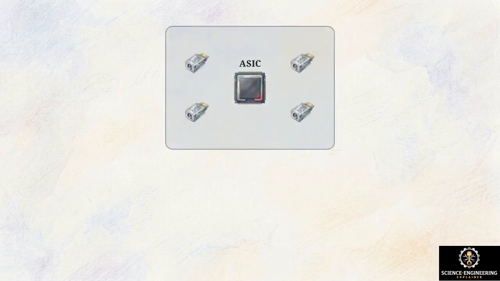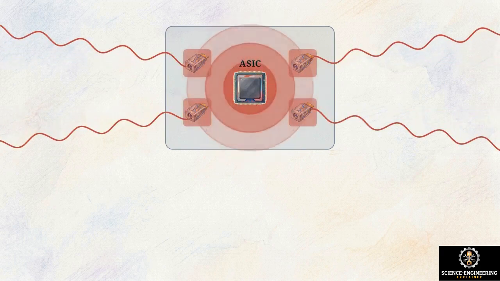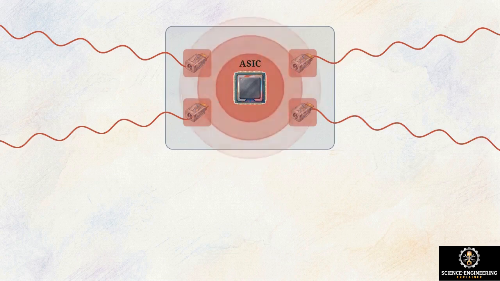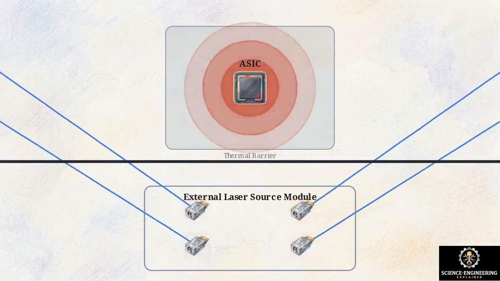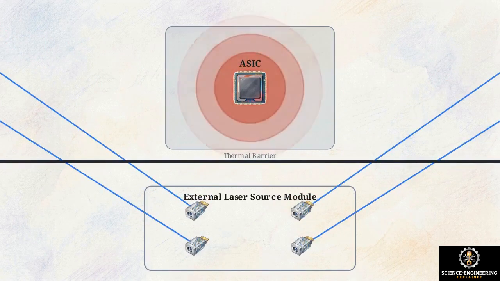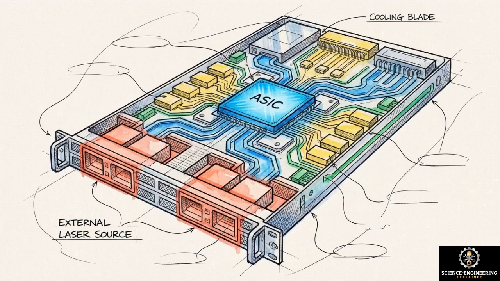High-speed ASICs generate immense heat. As this washes over the optical engines, it shifts emission wavelengths, misaligning multiplexing channels. To mitigate this, engineers physically remove the light sources, placing them in an isolated external laser source module. Managing this thermal environment now dictates the physical layout and architecture of modern co-packaged optics.